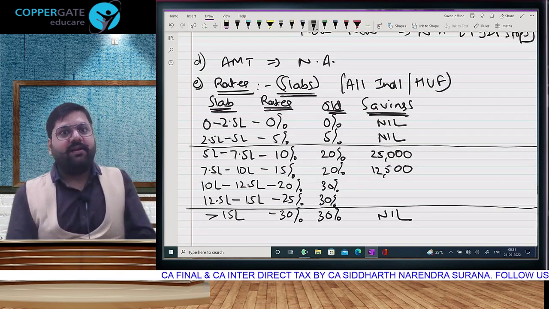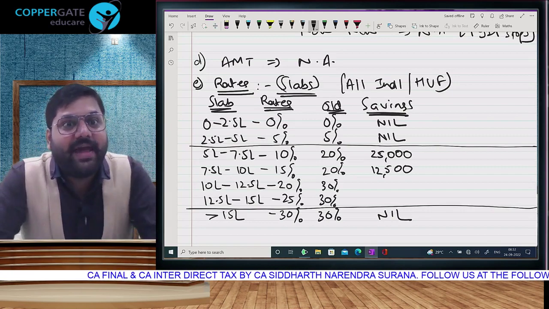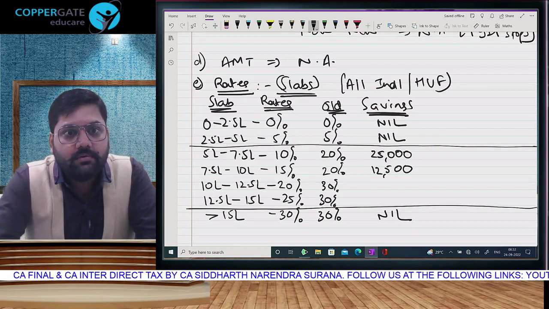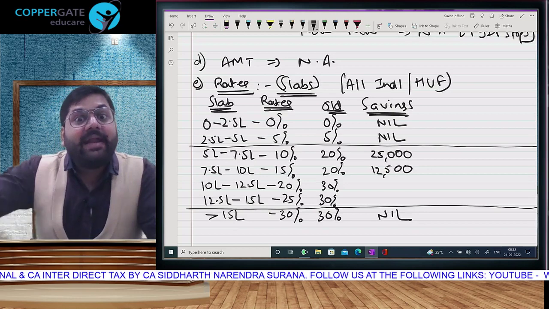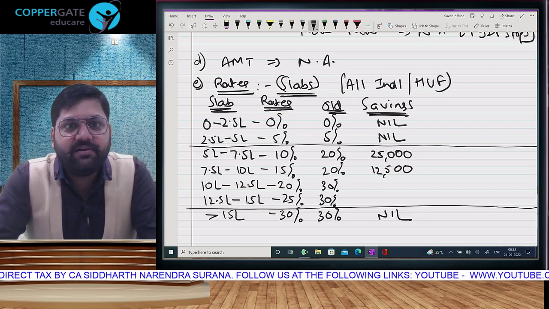So understand the next sentence. For your income from 0 to 5 lakhs, there is no difference in old and new. And after 15 lakhs, 15 lakhs, Modi ji ka favorite figure.